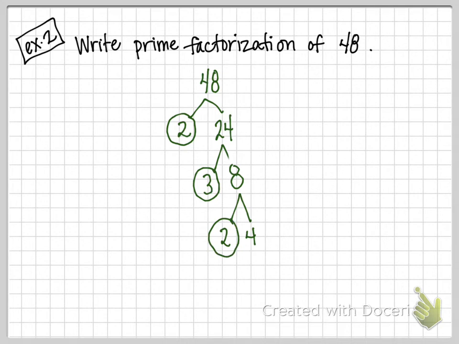Tate, what are we going to do for 4? 2. 2 times 2. And now, once we have all circles at the end, our factor tree is complete. We have found all the prime factors of 48. But our last step is to write it in proper form.